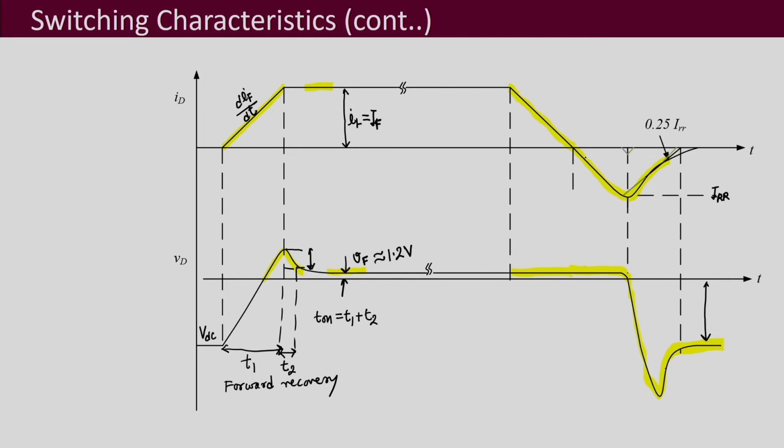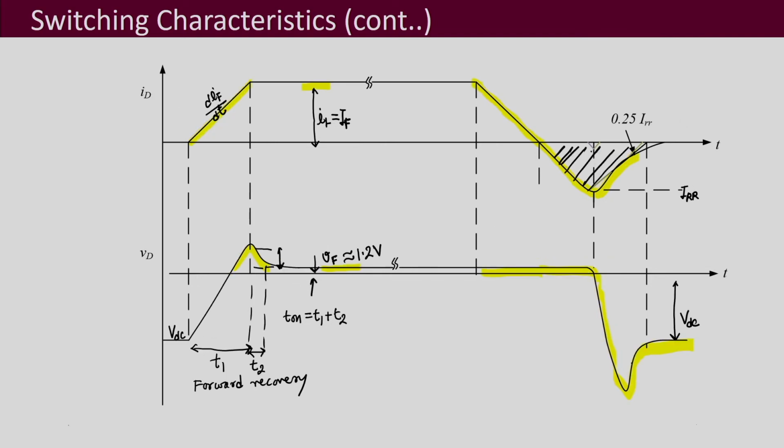Now during this part there is a charge associated with this area. The area under this current curve has a charge associated with it, and that is called QRR, the reverse recovery charge. This is like a triangular area, so we can write it as equal to half of IRR into TRR, the reverse recovery time.